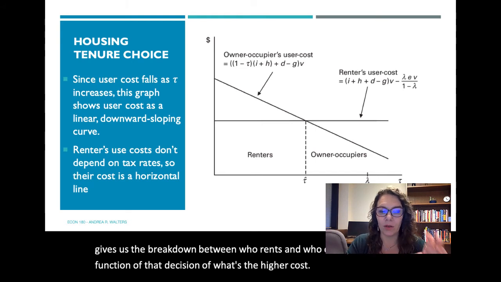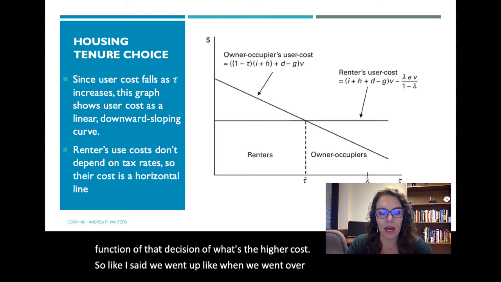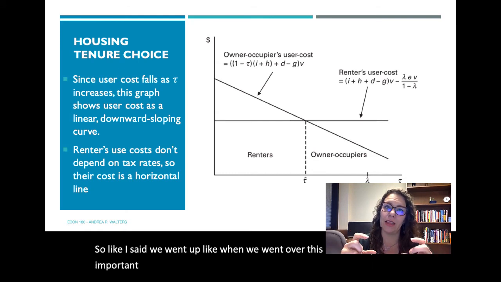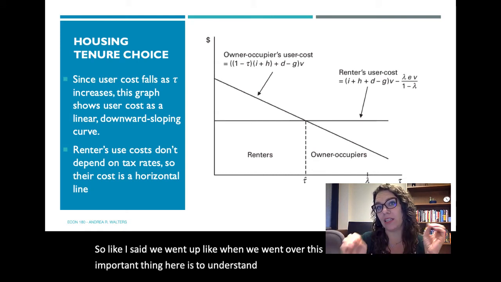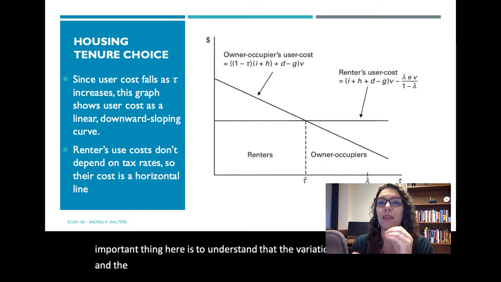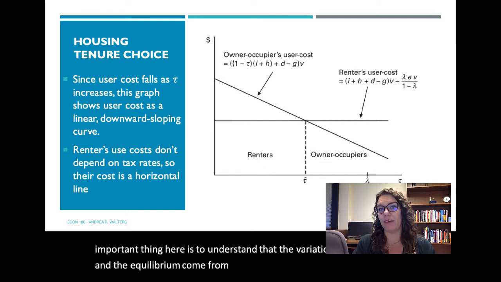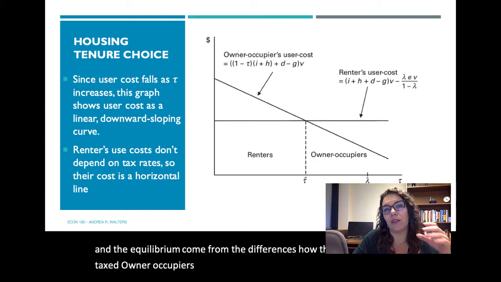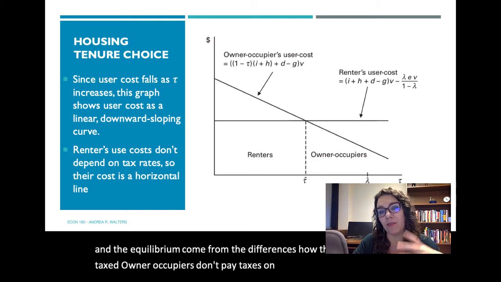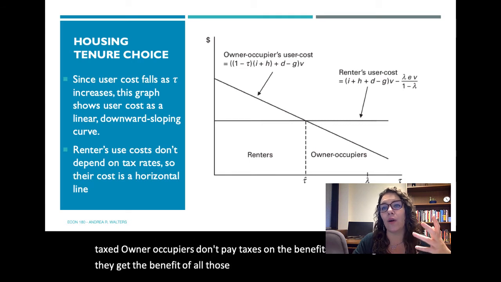So like I said, when we went over this on Monday, the important thing here is to understand that the variation in the model and the equilibrium come from the differences in how the benefits are taxed. Owner-occupiers don't pay taxes on the benefits of housing, and they get the benefit of all those tax deductibilities, whereas renters are taxed on the benefits of housing.